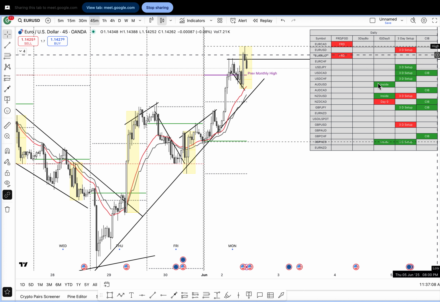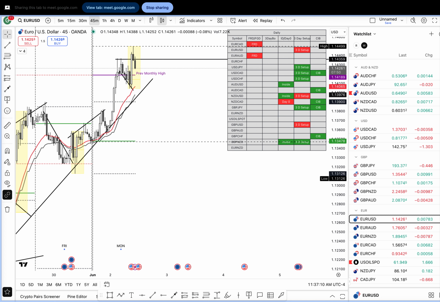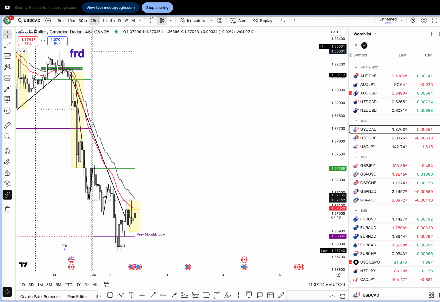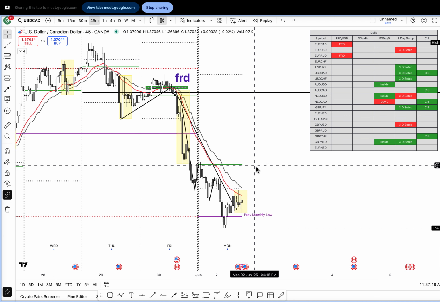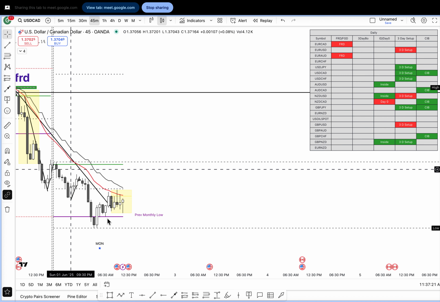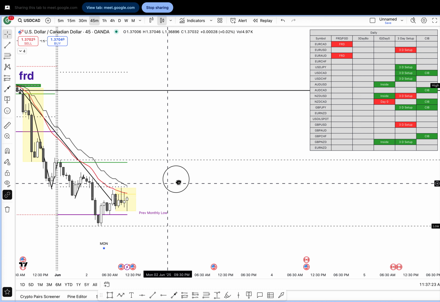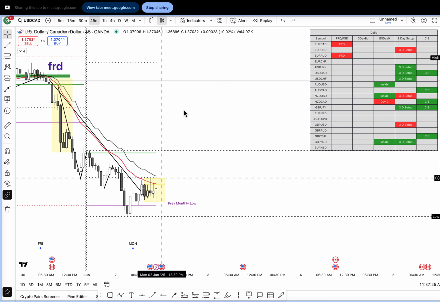We go again. USDCAD 3-day setup? Let's take a look at USDCAD. USDCAD gave a 3-day setup too. Day 1, day 2, we broke out on day 3, blowing off in the direction of the trend. The rules for reversal have not been met. If the rules are met, it will go long.